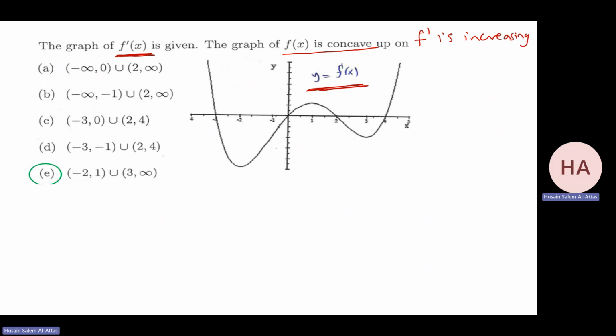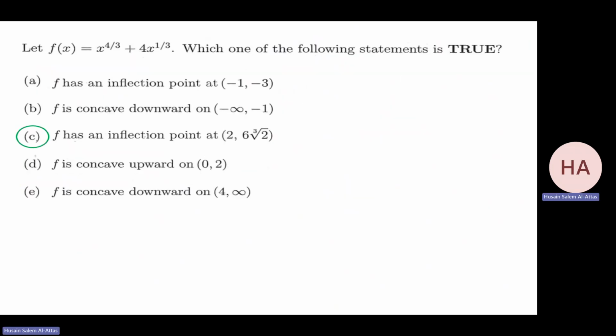And since this is the graph of f prime, I will look when this graph is increasing. Increasing from here to there, and from here to the end. So it will be from minus 2 to 1, and from 3 to infinity, which is this one. Okay. What you want is to make a statement true. What I need to do is find f double prime, and check concave up, concave down, inflection point, all of these things. Okay, let us do it.